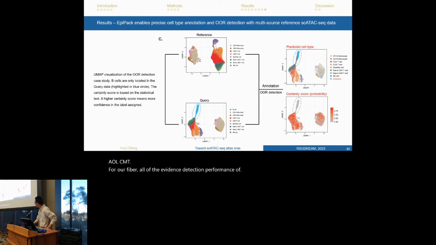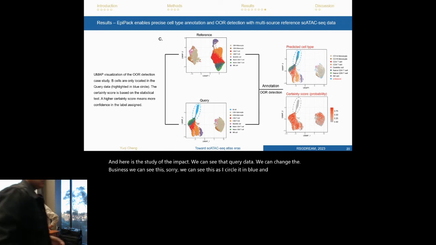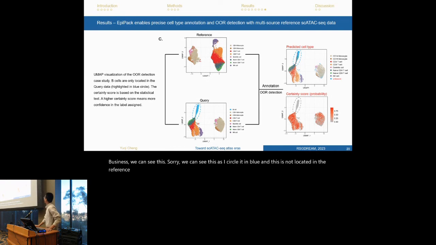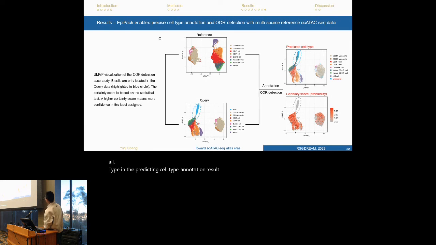And here is a case study of APAC. We can see that the query data only contains B cells. We can see this as I circled it in blue, and this B cell is not located in the reference dataset. And by applying the annotation and out-of-reference detection, we can see that the B cell is successfully labeled as unknown cell type in the predicted cell type annotation result in the figure on the right, first panel.